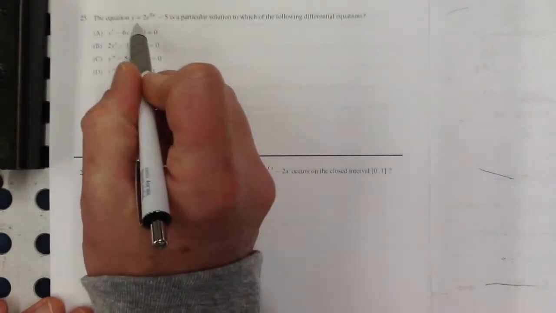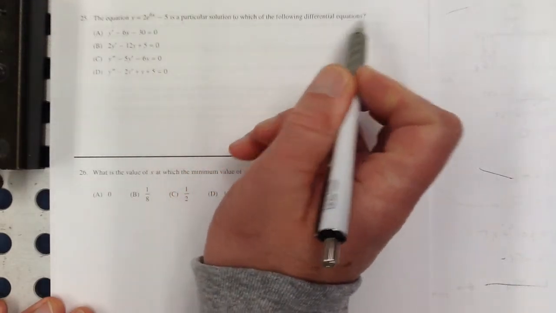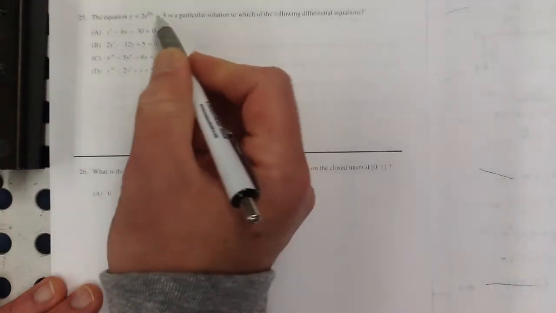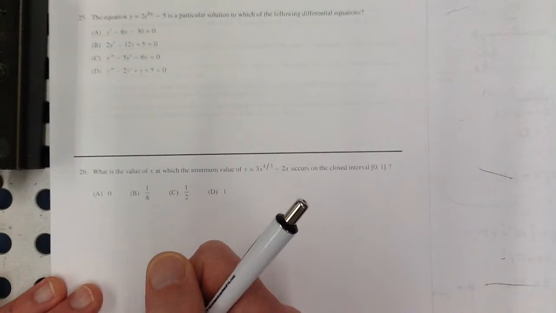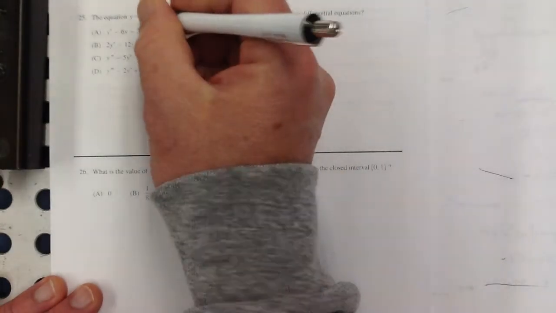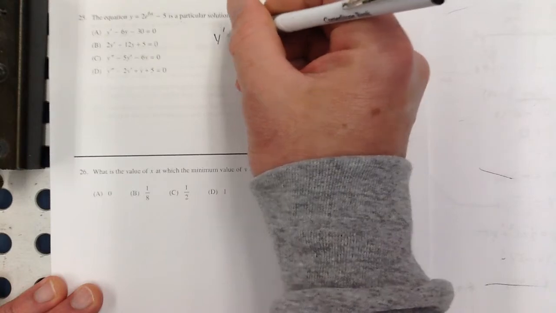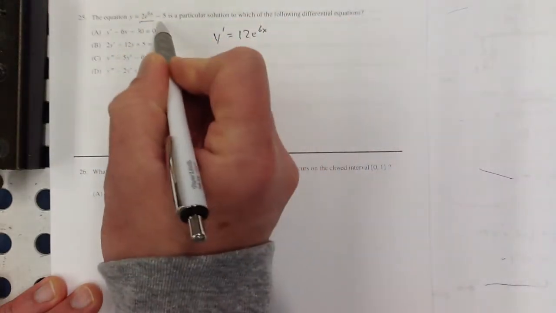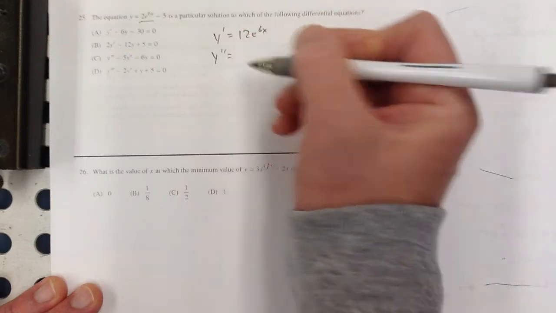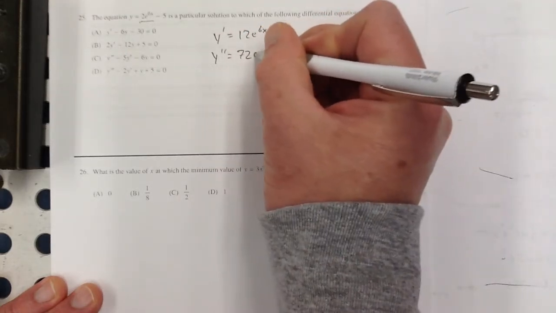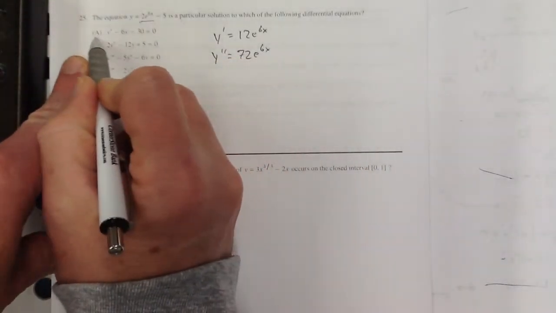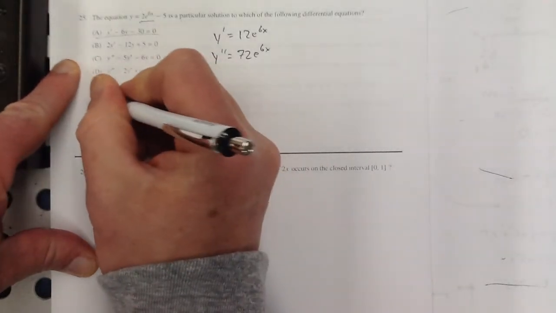Number 25, this equation is a particular solution to which of the following differential equations? Sometimes we see these questions where we just have to plug in the function and its derivatives and see which one it agrees with. So y prime would be equal to 12e to the 6x, right? That's just a little bit of chain rule there, and the derivative of 5 is 0. The second derivative would be 72e to the 6x. Okay, so let's try some of these in these equations and see if they work.